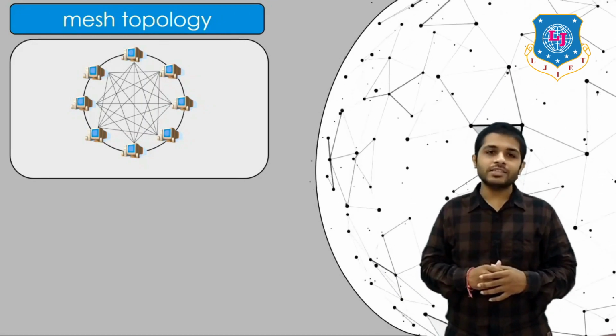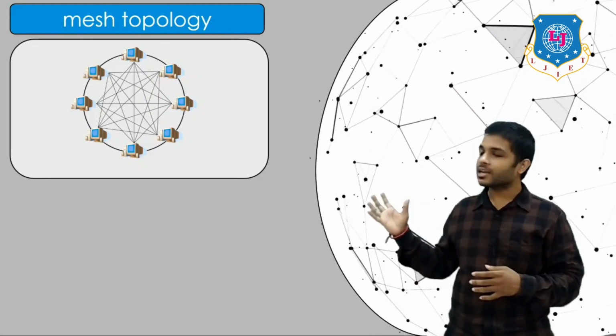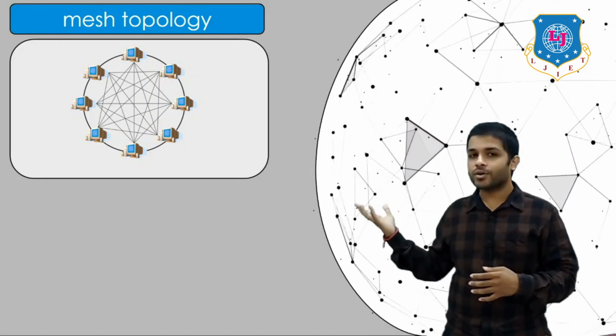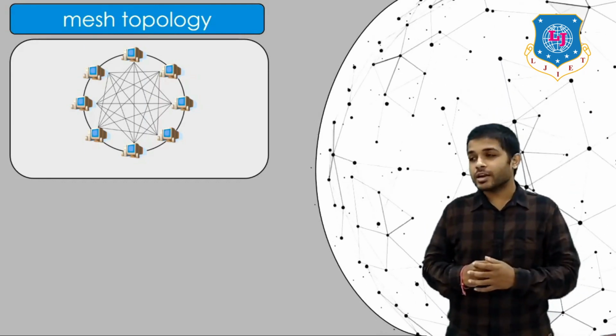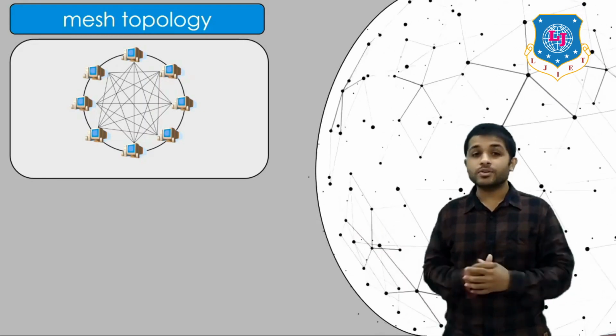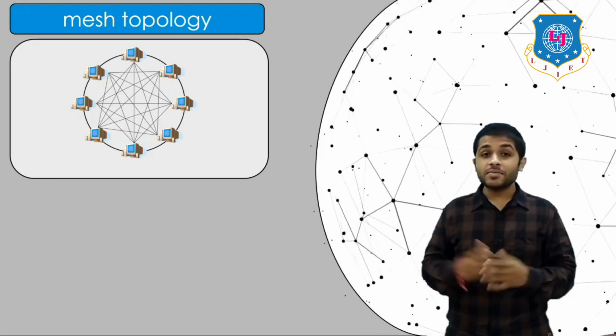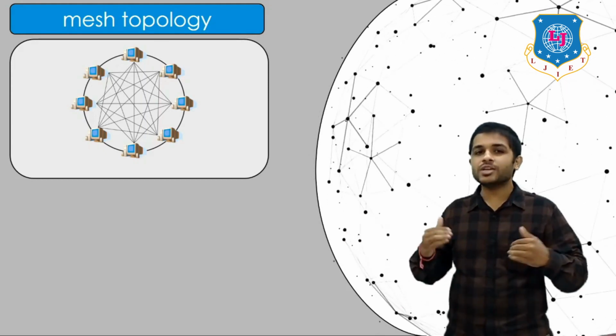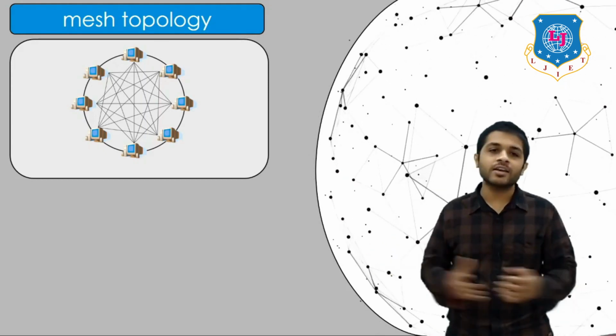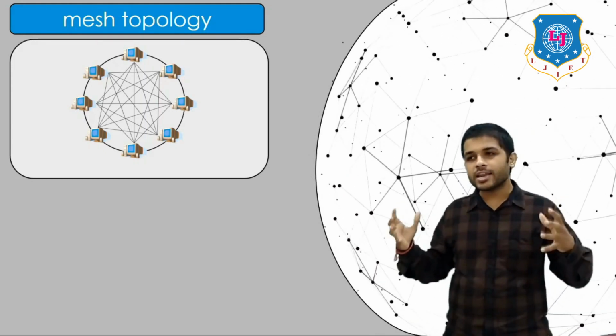But what can be the disadvantage? The number of links required is way more than the previous topologies. Imagine if you want to connect 100 devices using mesh topology. Imagine if you want to connect 1000 devices, the number of links will increase dramatically and it will become a very complex system.